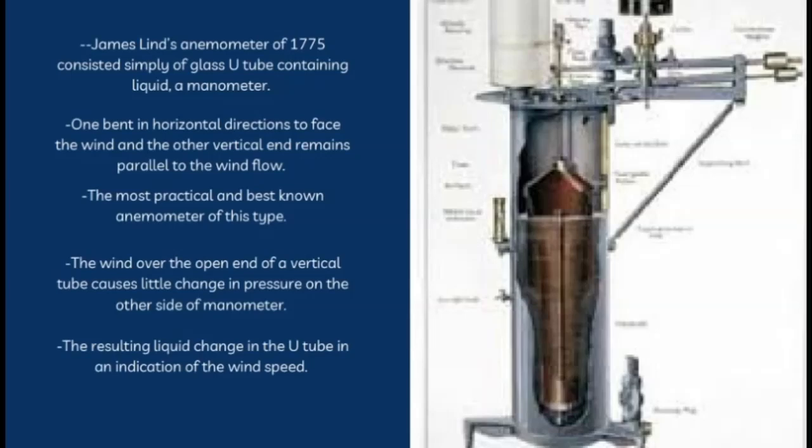If the wind blows into the mouth of a tube, it causes an increase of pressure on one side of the manometer. The open end of a vertical tube causes little change in pressure on the other side of the manometer. The resulting liquid change in the U-tube is an indication of the wind speed. A small departure from the true direction of the wind causes large variations in the magnitude. So that's how the tube manometer works.